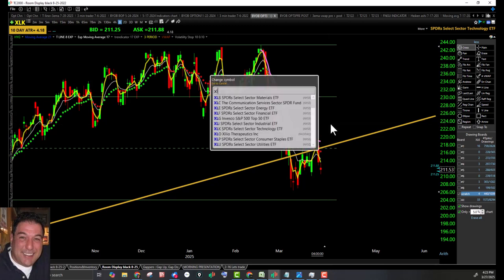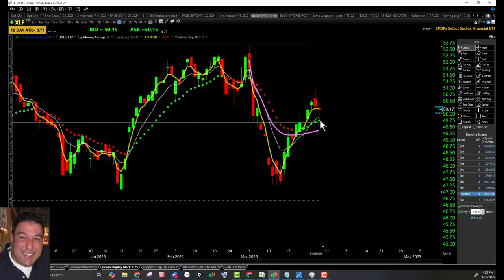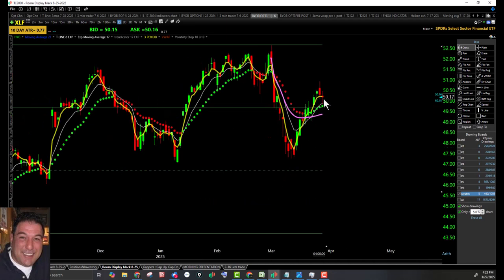Let's take a look at XLF. XLF got a lower high, lower low, closing inside a bullish trap, over the 17, over the all-time high anchored VWAP. Up here in quadrant 4, that's bullish, people. All right, up here, quadrant 4, that's bullish.